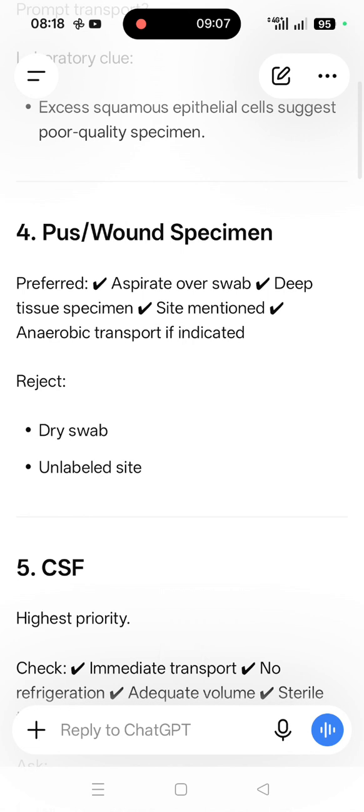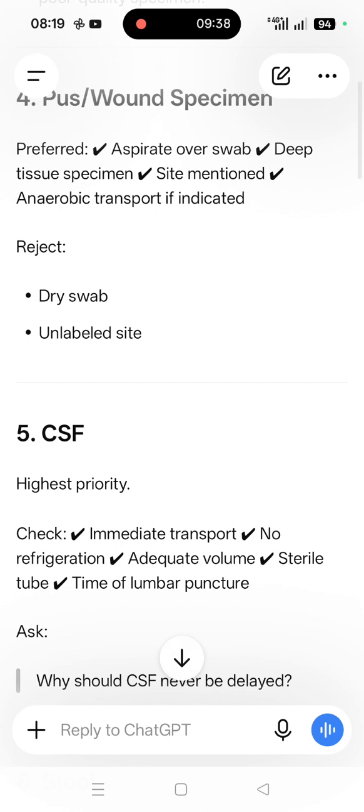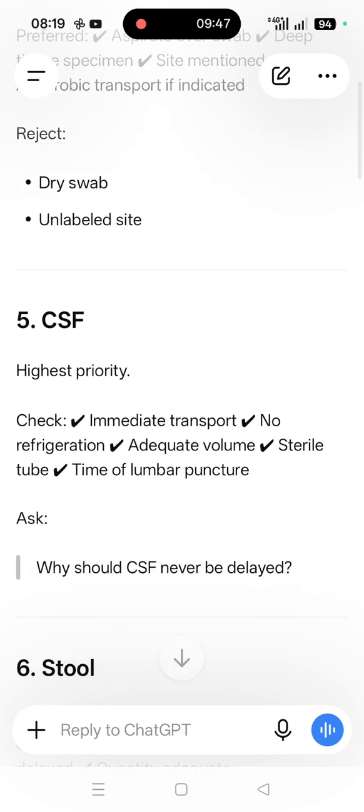Now coming to the pus or wound specimen, aspirate is preferred over the swab. We know that, because a swab dries up easily. Then a deep tissue specimen is there. If it is a deep infection, then what is the site from where it is collected? Then anaerobic transport, if indicated, should be done. So if it is a dry swab, then it is rejected. That is what I told you, this dries up easily. Then an unlabeled site, if they have not informed you.